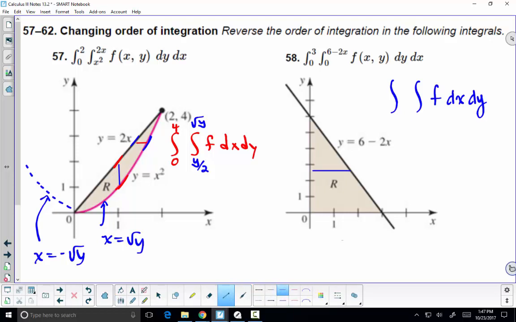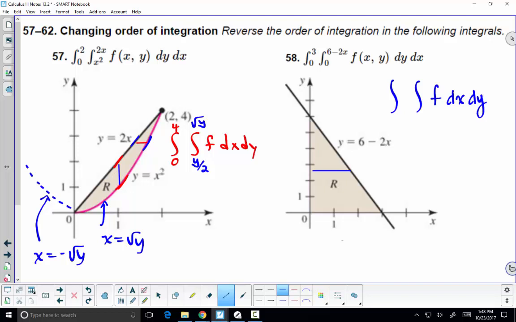How did you know which one to put where? Just because it was on the top? No, dy first means it's a vertical element, and dx first means a horizontal element. On the other part where you put the square root of y, I said that wrong: you take the integral from y divided by 2 to the square root of y. Lower to upper if we're doing vertical, left to right if we're doing horizontal.